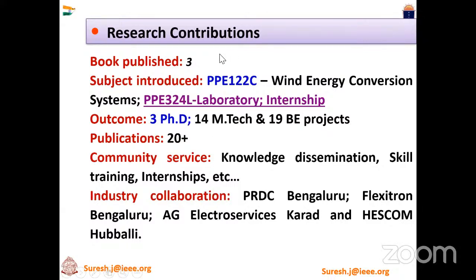Industry collaboration, because all this infrastructure was there for people to see who visited our campus on our board of studies, academic council. Ours is an autonomous institute. So they saw our facilities, and they readily agreed to have an understanding with us. And we have PRDC Bengaluru, then Flexitron Bengaluru, AG Electro Services Karate, and HESCOM Hubballi. They have signed MOUs, and our students have direct access to these for internship or interaction purposes. And people from there also come and interact with our students.